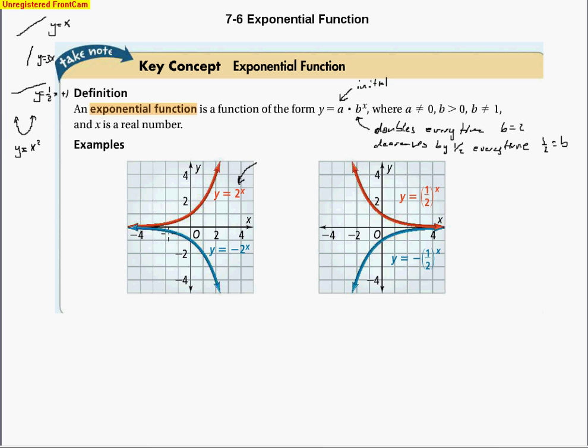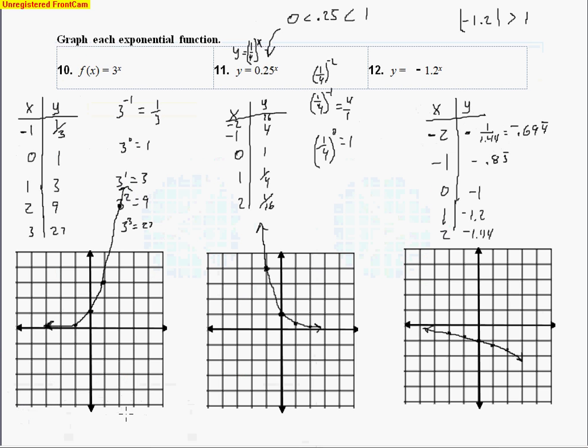As the y values get bigger, the x values get smaller. As the y values get smaller, x values get bigger. It's kind of the same shape we end up having over here. So those are the types of problems you're going to see on tonight's homework. Good luck.